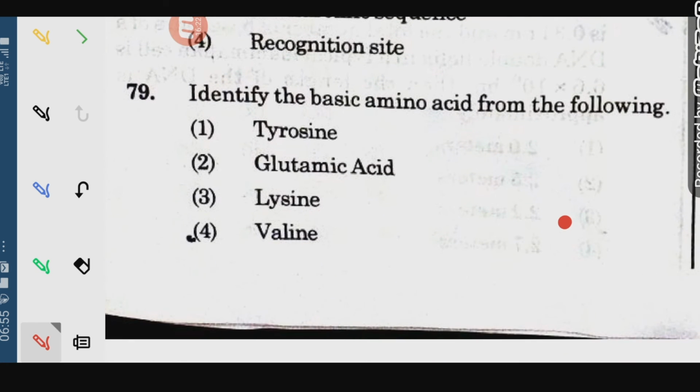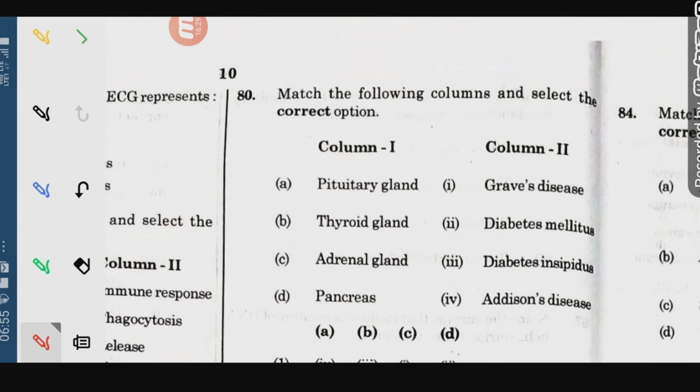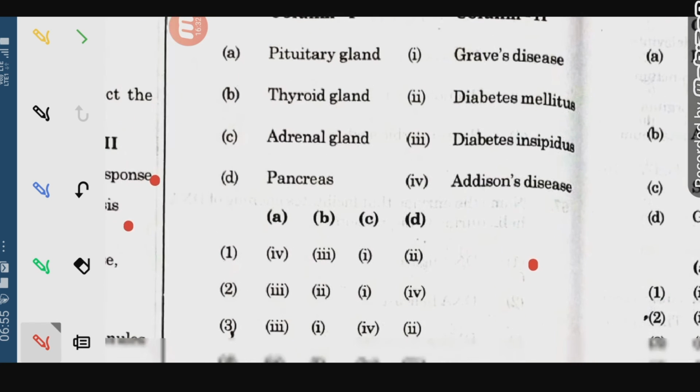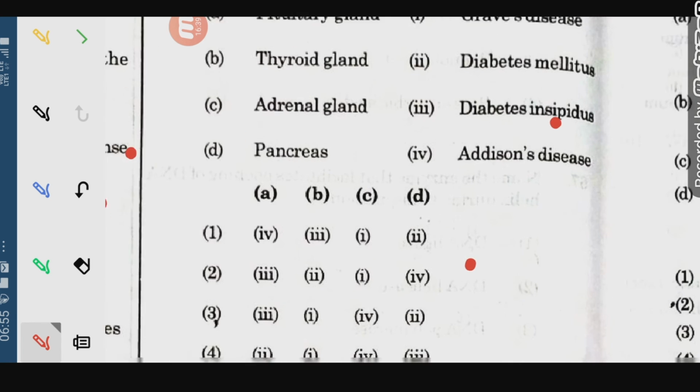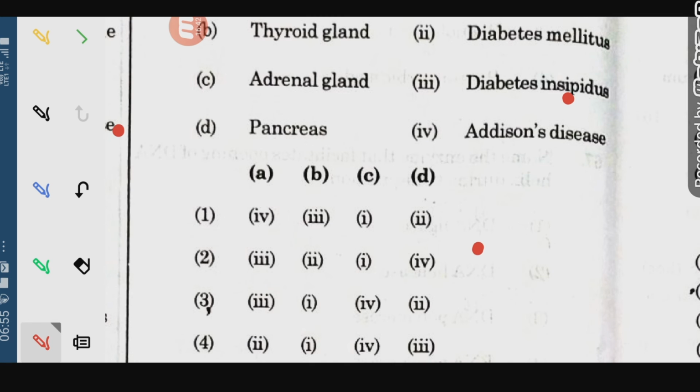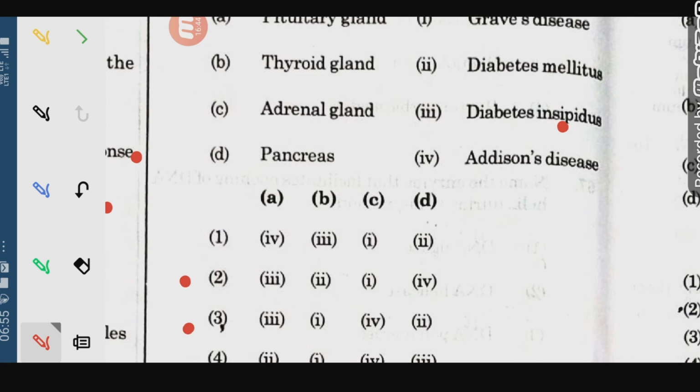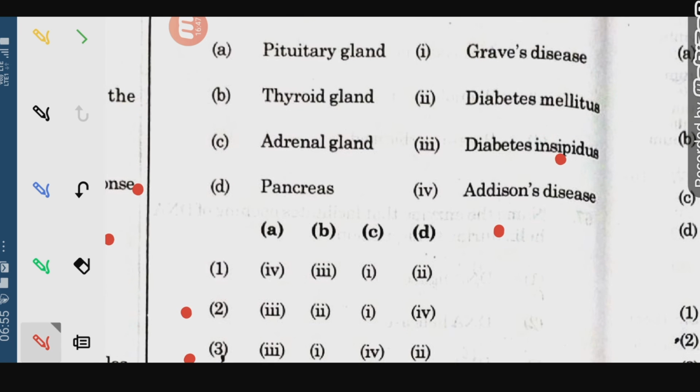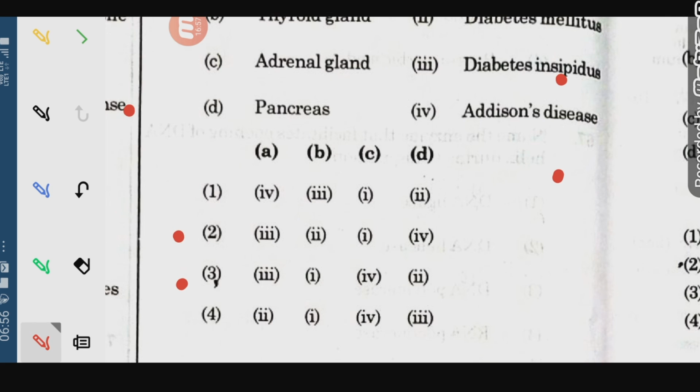Then this one, pituitary gland. Posterior pituitary is associated with diabetes insipidus. So A must be matched with third point. Okay, either of these two would be correct. So next, move on to option D. Diabetes mellitus is associated with pancreas. So D must be associated with the second point. The third option is correct because D is associated with second point. This is how you need to do these matchings.